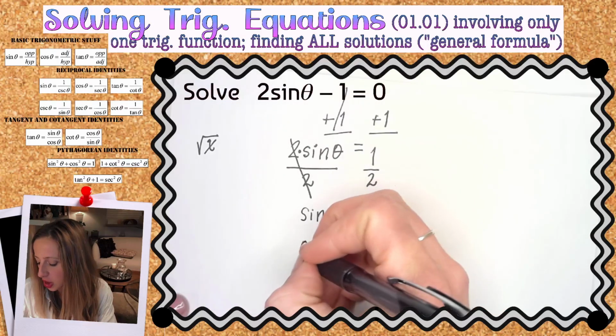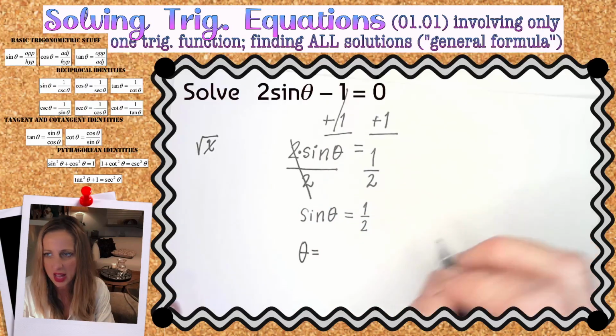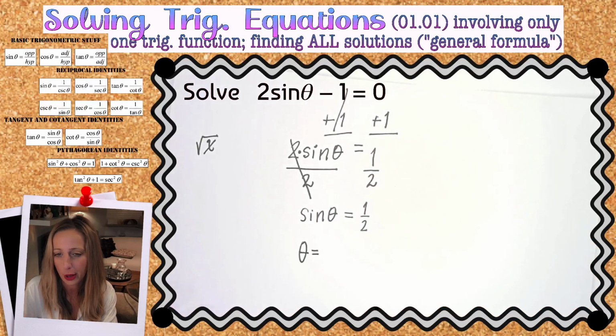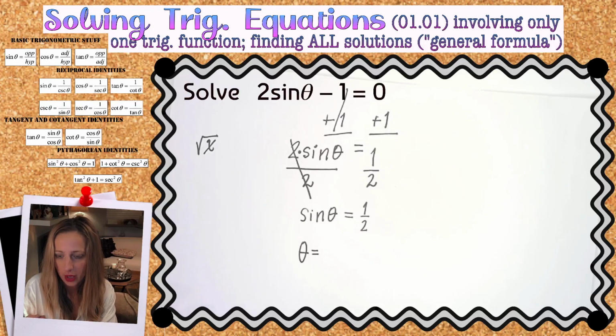Now, a lot of people in this situation, because you should know this by heart, are going to be able to just jump to it and rattle off your answers, when theta equals this, when theta equals that. And that's great. I'm happy for you. What do you do when it's not on the unit circle? If it's not on the unit circle, we need help. That help comes in the form of your calculator.